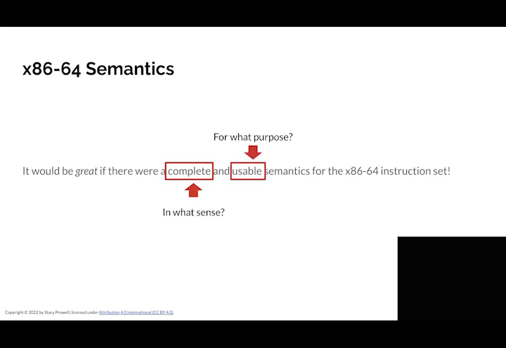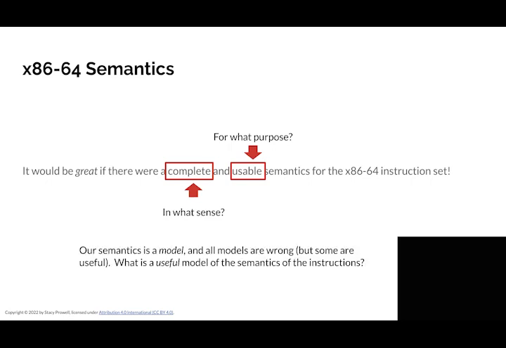And usable? What does that mean? Usable for what purpose? Maybe I want to do something really simple, like find main, in which case I don't need a deep semantics. Maybe I want to do something a little more complicated, like find live variables. All I may need is written and read. Or maybe I want something even more sophisticated than that, and I need more details in my semantics.